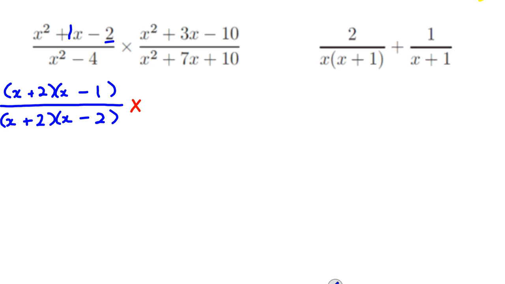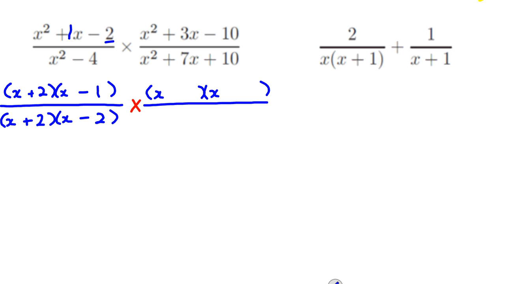X squared plus 3x minus 10. It's a quadratic that factorizes. Normally, you don't need to use the splitting method or anything. X and x. So think, what's two numbers that multiply to give negative 10 and add to give positive 3? Give you a chance to think about that. Two numbers that multiply to give negative 10 and add to give positive 3.